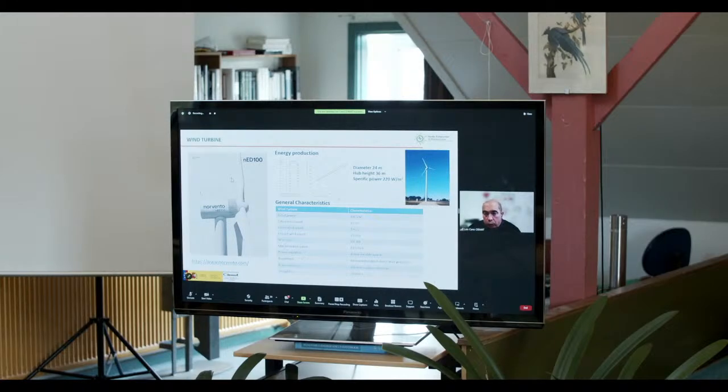Well, this is the wind turbine. This is a Spanish wind turbine. It's called NET 100. It has a 24-meter diameter, and the tower height is 36 meters, with a specific power that is around 220 watts per square meter. And here there are other general characteristics, with cut in, cut out, the power regulation, and so on.